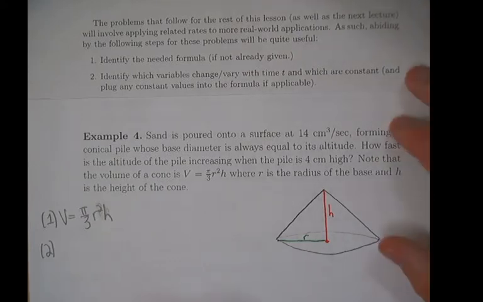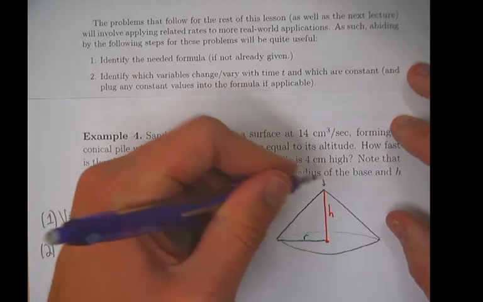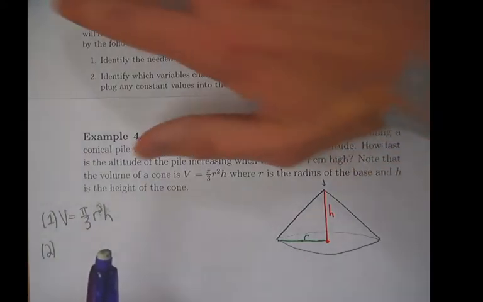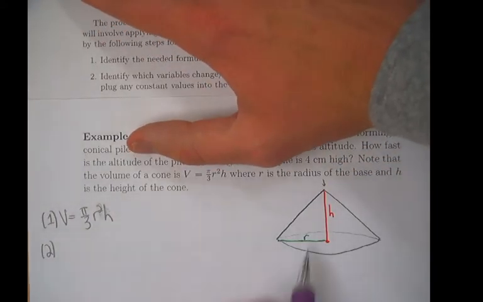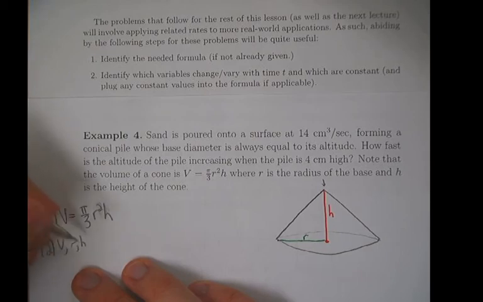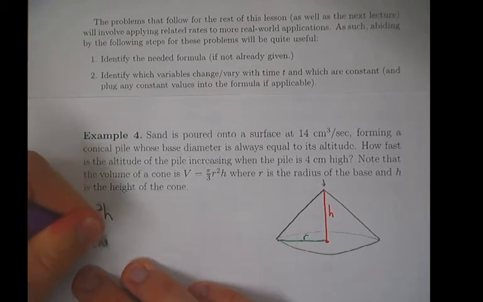So if sand's being poured onto this pile here, are any of r, h, and the volume V going to remain constant? It says r and h stay equal. Yeah. So ignoring this part of the sentence right here, are any of these going to be constant? No. So V, r, and h always change with t.